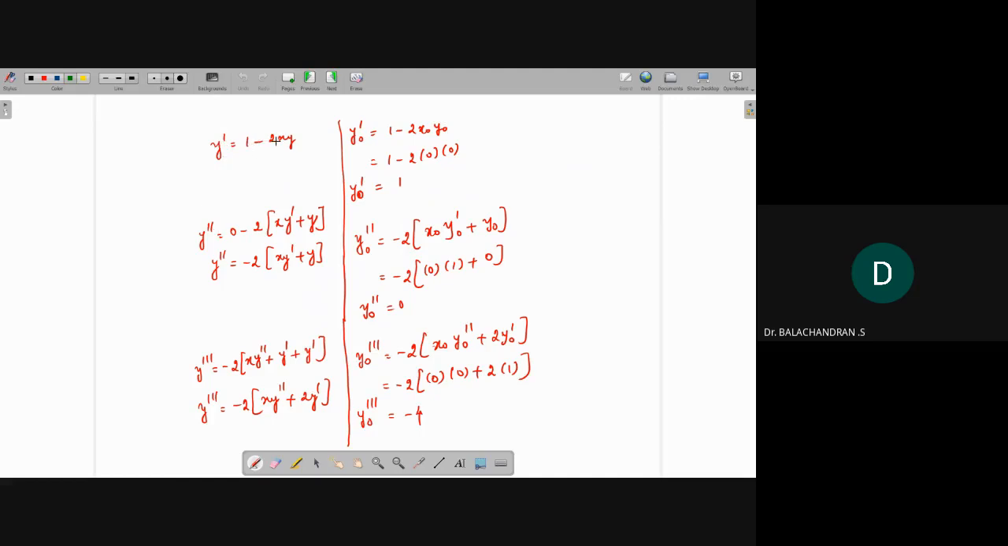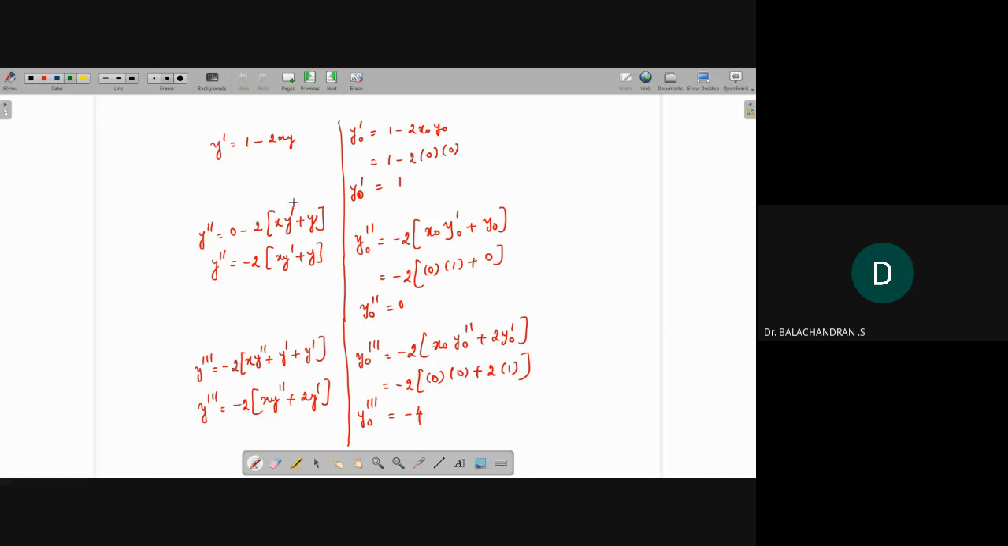So 0 minus 2 into, by uv rule, x into y dash plus y into, if you differentiate x, 1. So y double dash is equal to minus 2 into xy dash plus y. Next, y triple dash is equal to minus 2 into, here again uv rule, x into y double dash plus y dash into 1, plus, if you differentiate y, you will get y dash. So y triple dash is equal to minus 2 into x y double dash plus 2y dash.